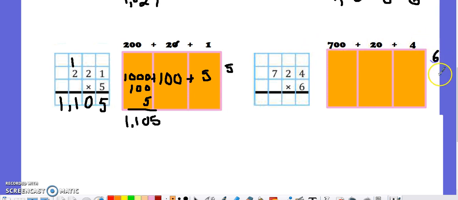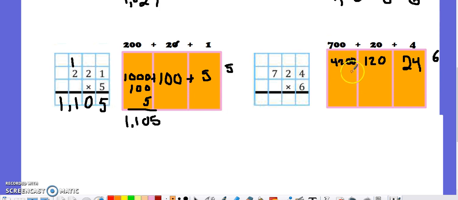Expanded form for 724 is 700 plus 20 plus 4. My multiplier is 6. 6 groups of 4 is 24. 6 groups of 20, 120, because 6 times 2 is 12. Add my 0 back in. 6 groups of 7 is 42. Add your zeros.